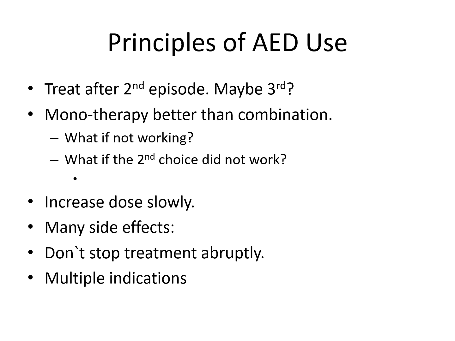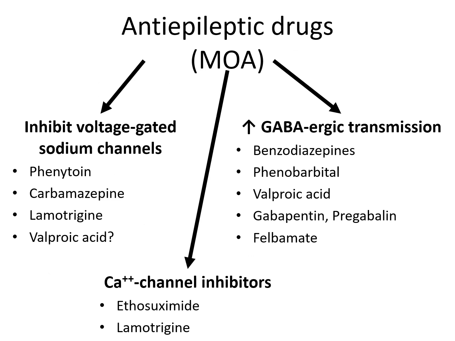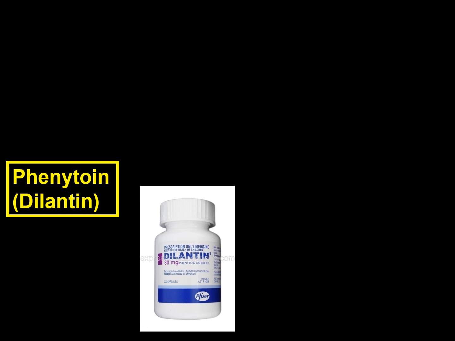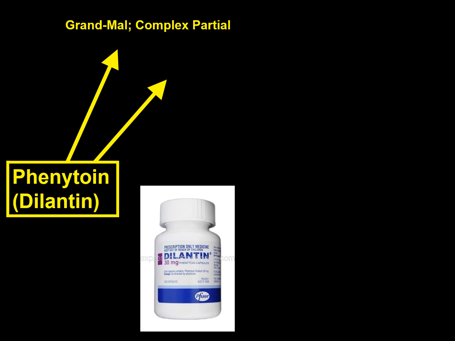As I mentioned earlier, a good thing about these medications is that they can be used in many other conditions, as we will see later. So let's talk about each drug individually, and let's start with the first drug, which is Phenytoin. Phenytoin, whose brand name is Dilantin, is the prototype, and it's mainly used for grand mal or tonic-clonic seizures and complex partial seizures. It is not good for absence seizures.